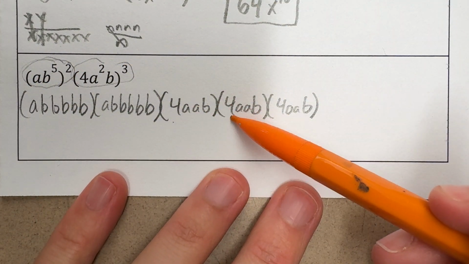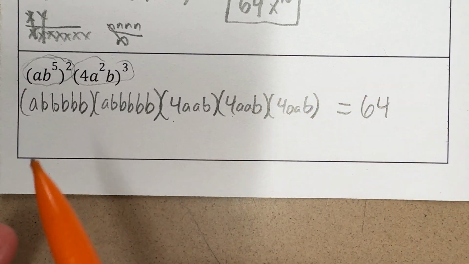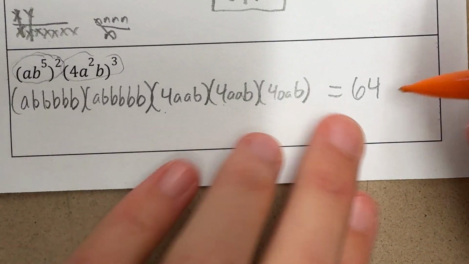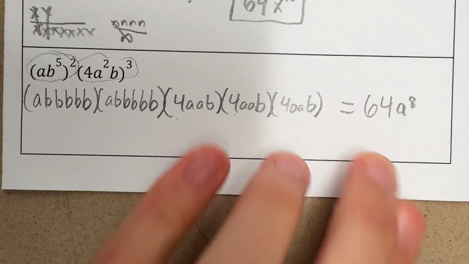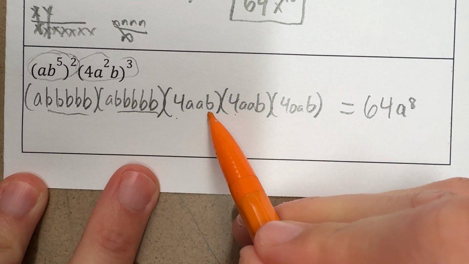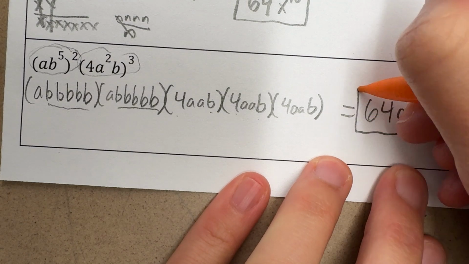What's 4 times 4 is 16, times 4 is 64. Now, for a's, I have 1, 2, 3, 4, 5, 6, 7, 8 a's total. And for the b's, I have 5, 10, 11, 12, 13 b's. Okay, so this is my answer.